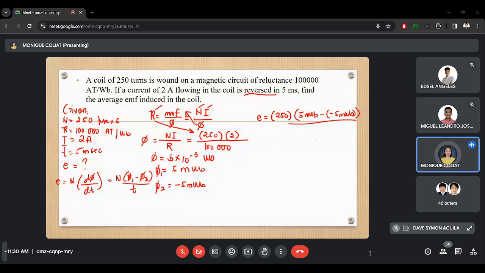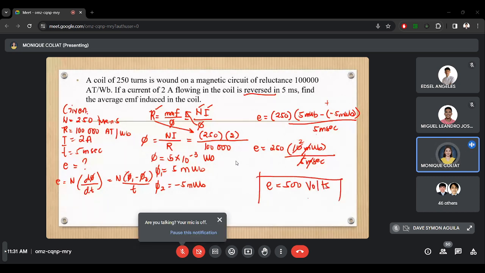Over time, which is 5 milliseconds. So, E is equal to 250 times, this will be plus, right, 10 milliweber over 5 milliseconds. Remove the milli, 10 divided by 5 is 2. So, 250 times 2 is 500. So, we have 500 volts. This is our average EMF or average voltage. Any questions?